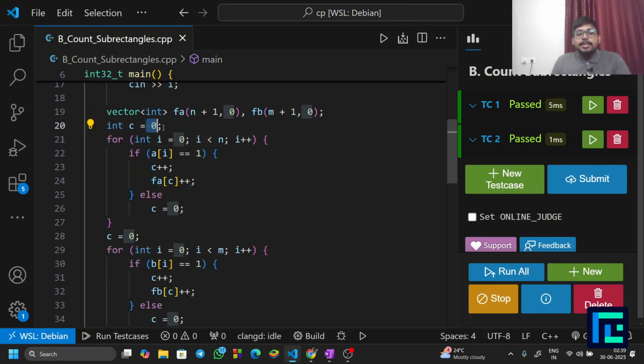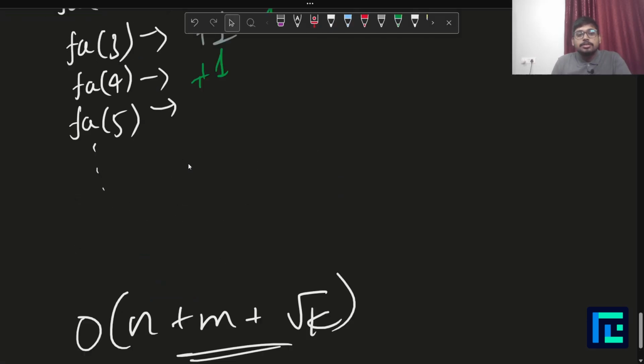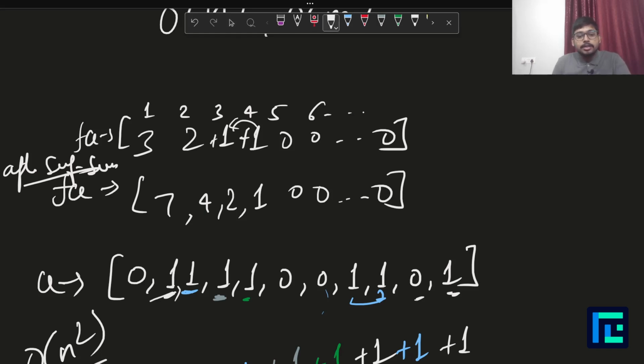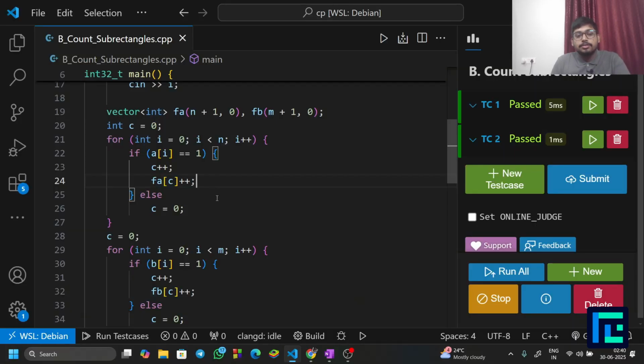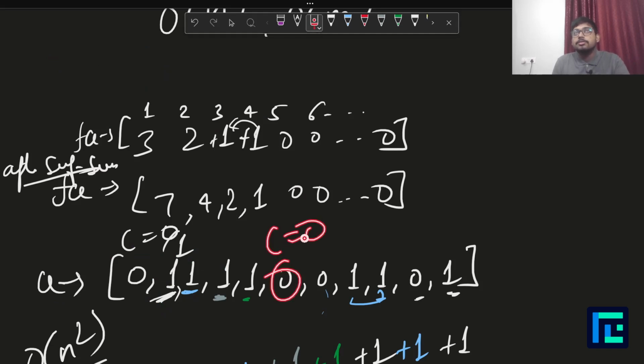I maintain a variable c to count the number of consecutive ones we have currently. So I start with the first index. If ai is 1, then we do c++. I start with c equal to 0, and when we encounter 1, we do c++. So the number of consecutive ones we have is 1, and I'll do fa of c++. So here we do a +1. Then when c becomes 2, in fa of 2 we do a +1. This way, as long as we have consecutive ones, we do fa of c++. Whenever we encounter a 0, c would get reset to 0.